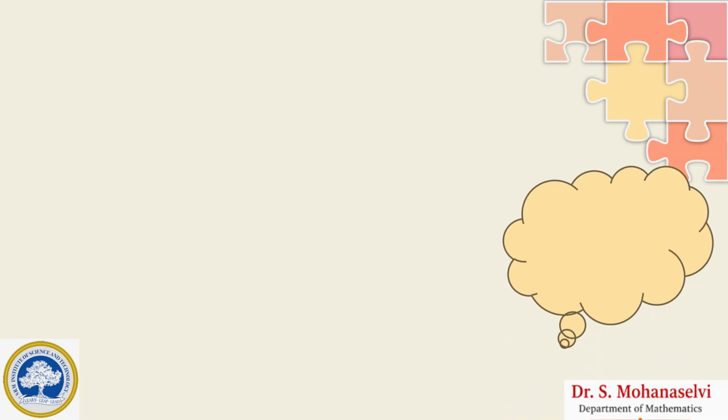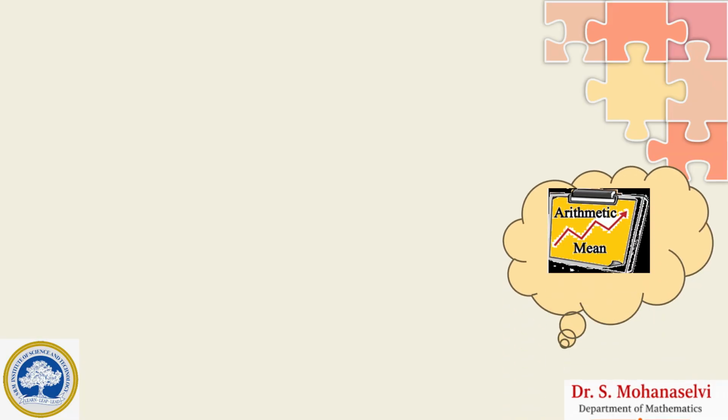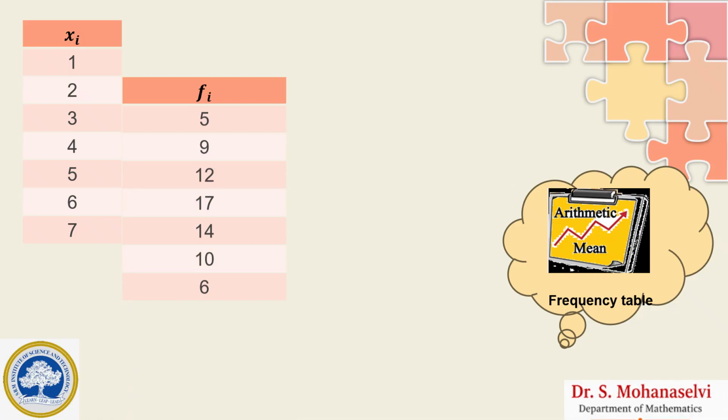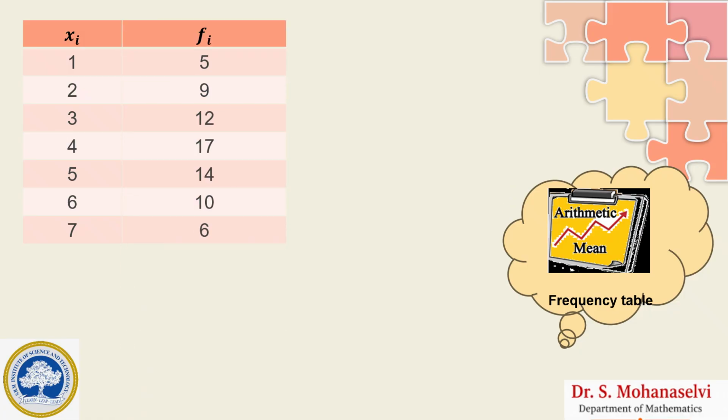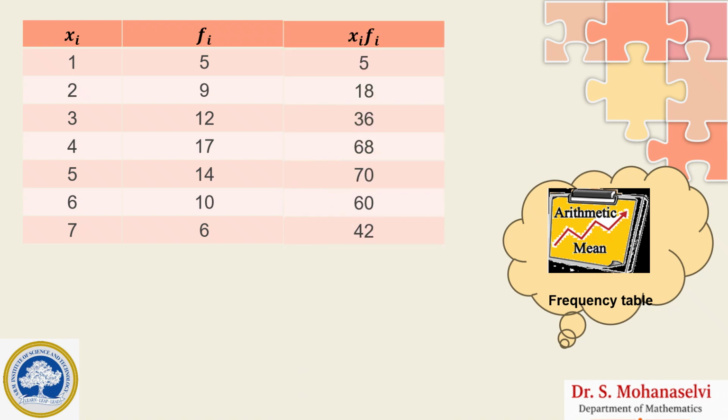Let us now complete the calculation together by filling the table, one column at a time, and then we will find the mean. In the first column, we will enter the xi values and their corresponding frequencies in the second column. In the third column, we multiply each observation xi by its corresponding frequency fi. And that is the first value, 1 into 5 will give you the product as 5. Similarly, we will find the product of each and every observation.